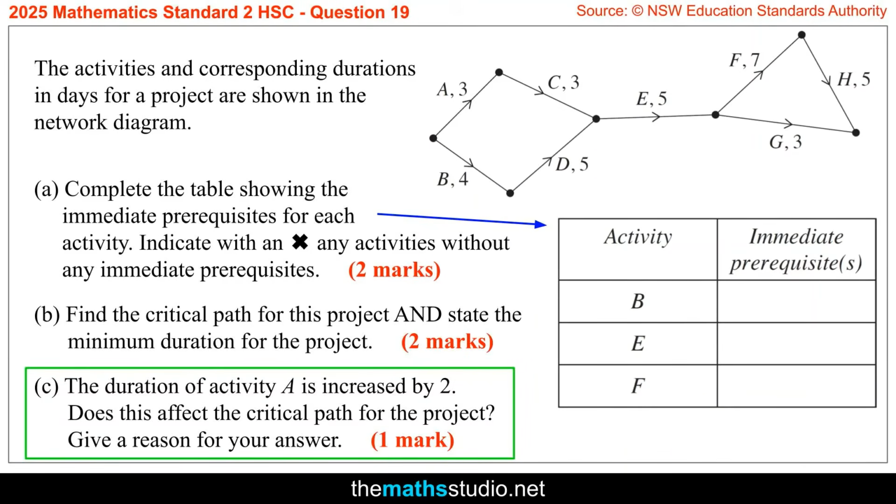Part C. The duration of activity A is increased by 2. Does this affect the critical path for the project? Give a reason for your answer.